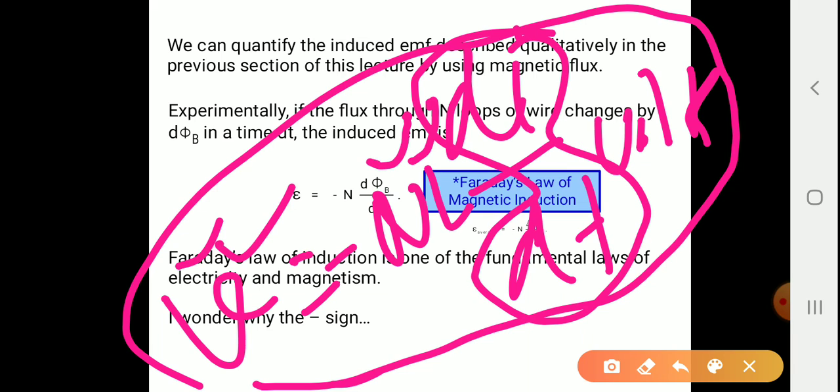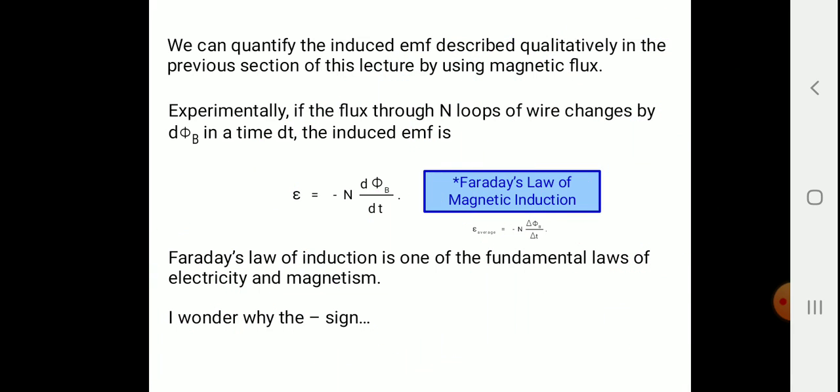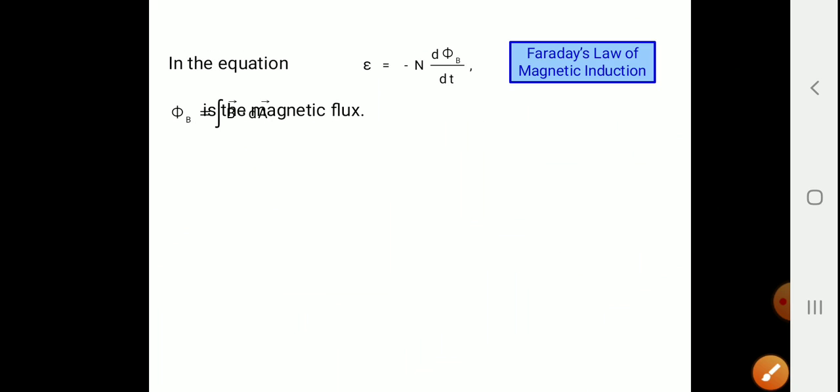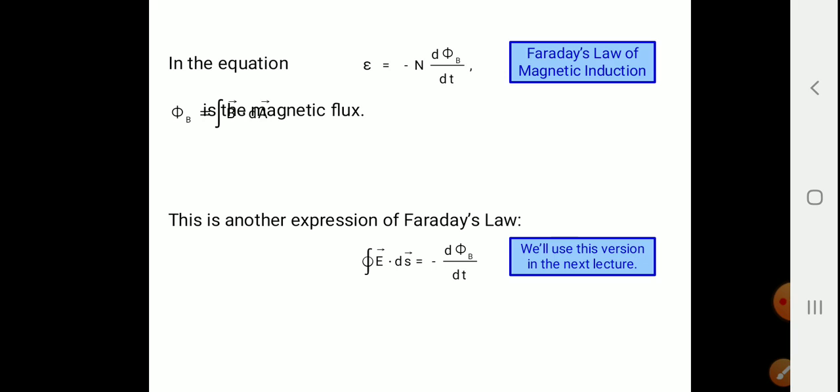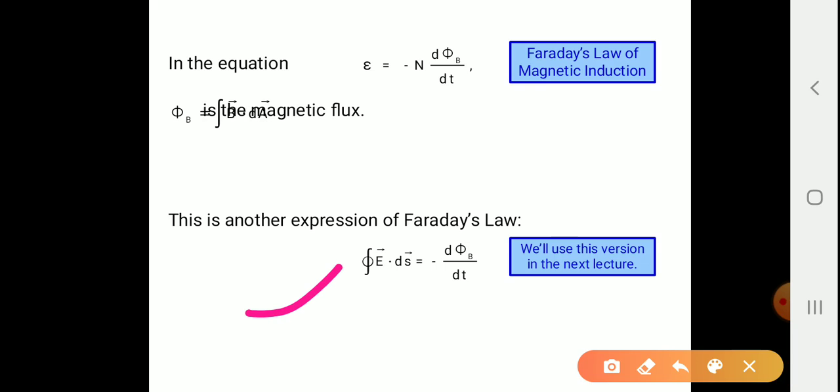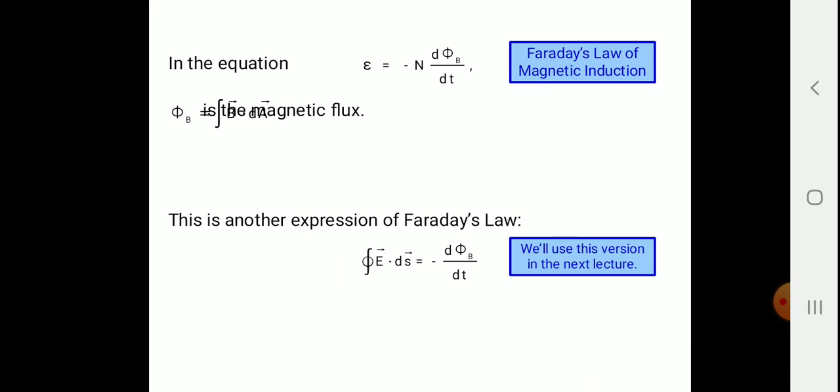So whenever the flux linkage with the coil changes, this is Faraday's law. In equation form, Faraday's law of magnetic induction has another expression: closed integral of E dot ds equals minus d phi B upon dt. We will use this version in the next lectures.